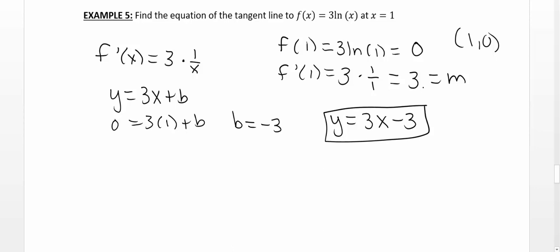So again, being able to find the derivative is going to help us to figure out the slope of our tangent line, which will then allow us to find our actual tangent line. Let's look at a more applied problem of how these derivatives of natural logs and exponentials might come up.